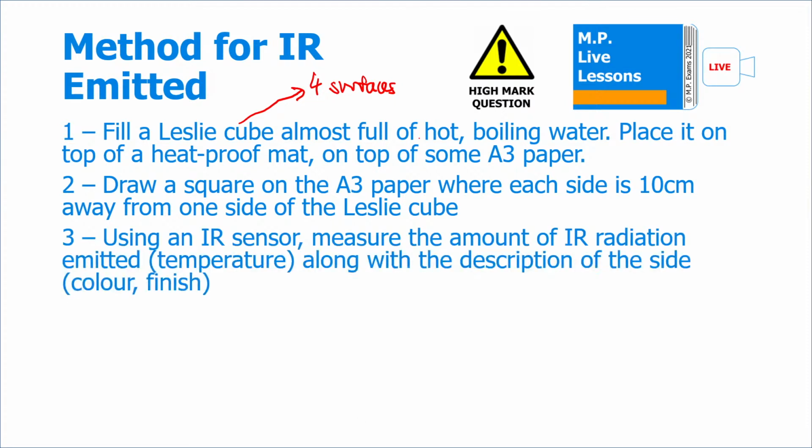Now, using an infrared sensor along with the description of the side, you'll measure the amount of infrared radiation emitted, which is measured as temperature, and then record it. For example, you could be looking at the matte white side and you'll measure a temperature. And don't forget to do this on the 10 centimeter line away from the side.